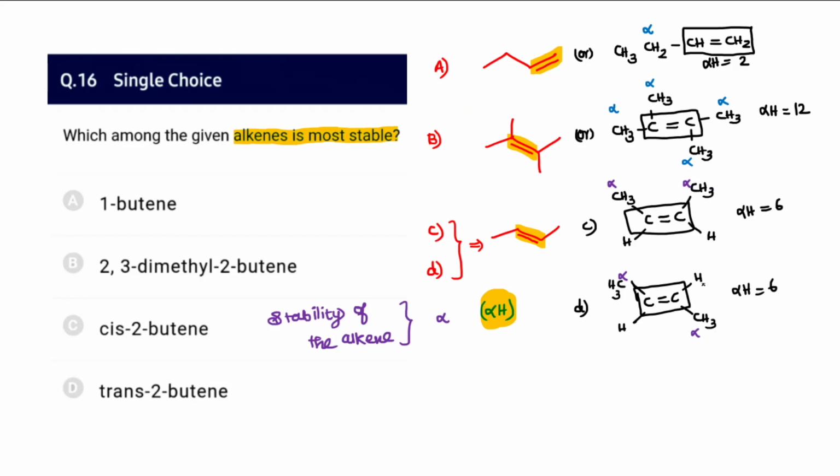So both C and D are equally stable, but when you compare cis and trans, the trans form is somewhat more stable than the cis form. So the order we can say is: the first one is B, and then next is the trans form, and then the cis form, then option E. So the answer for this 16th question is B.